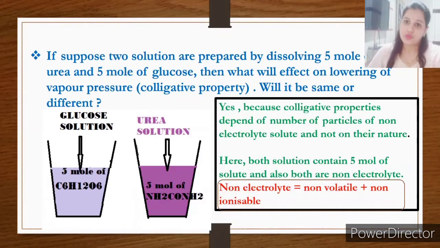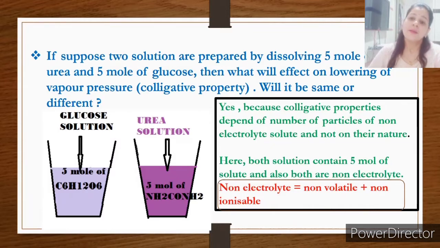Now suppose two solutions are prepared by dissolving 5 moles of urea and 5 moles of glucose. What will be the effect on the lowering of vapor pressure, that is, on the colligative property? Will it be the same or different? Yes, both will have the same colligative property.